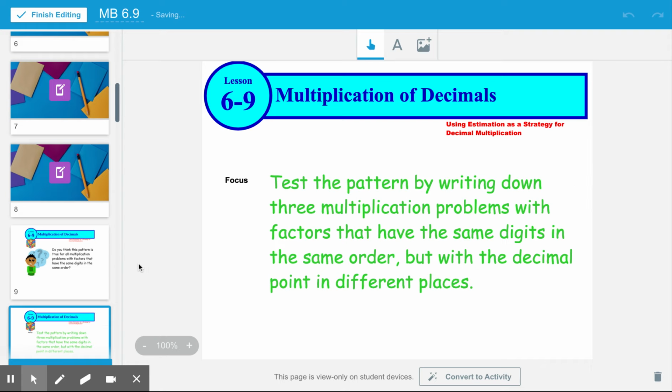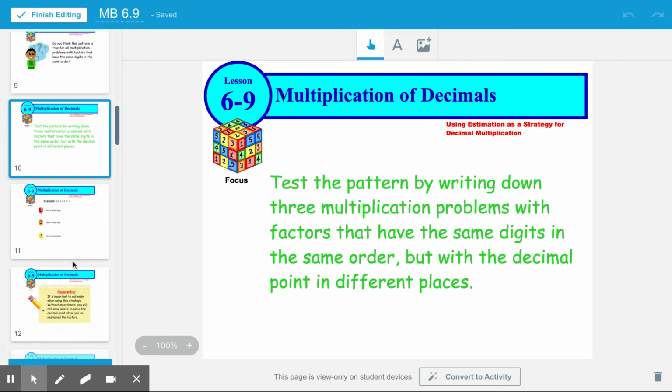Well, to test the pattern, I want you to test it by writing down 3 multiplication problems with factors that have the same digits in the same order, but with the decimal point in different places, just like you saw earlier. Test out that pattern and see what you get.